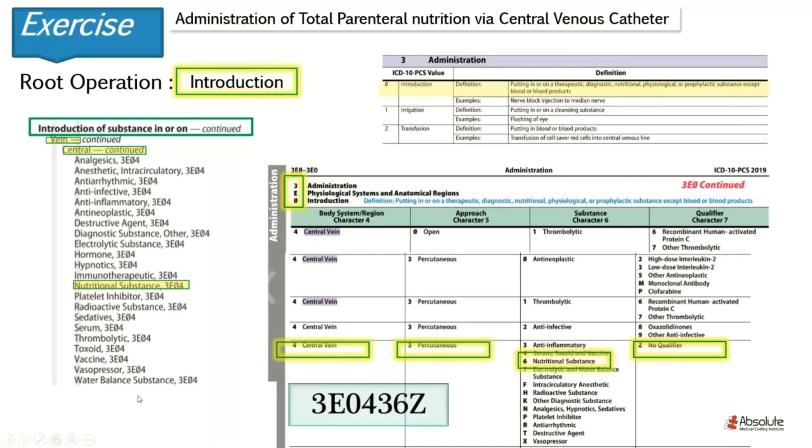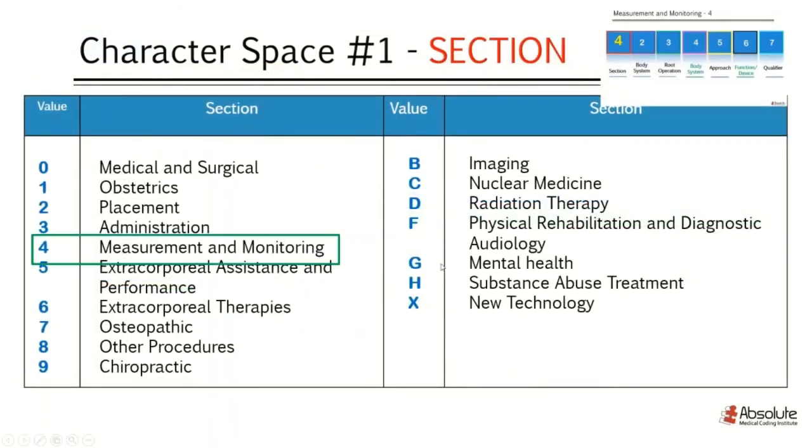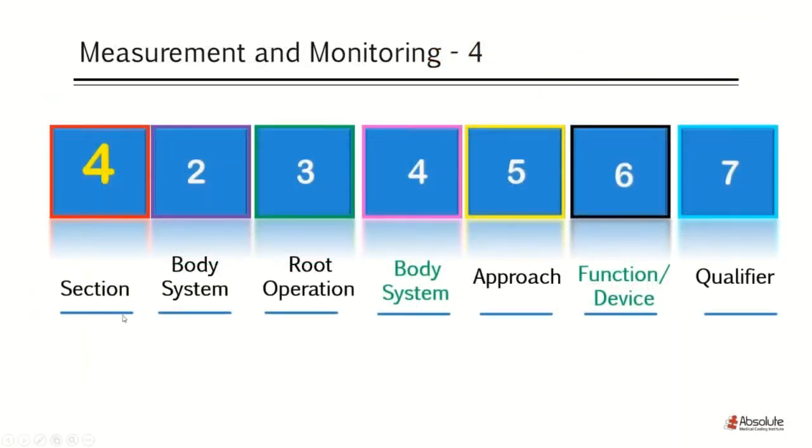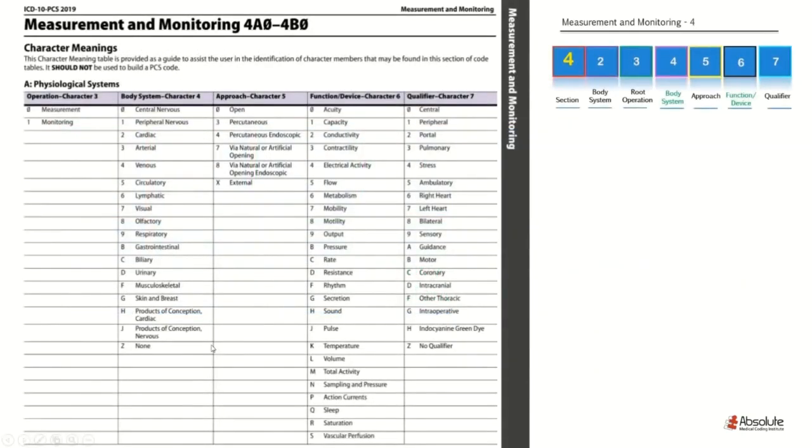Okay, let's continue. And we're going to move on to the next section, section 4. This is for measurement and monitoring. Now let's take a look at the PCS code. We know the first character will be value 4, and we also see that character 4 is a body system. It's not standard, but the fourth character is body system, and the sixth character is the function or device. And those are the differences between a standard medical surgical code and a measurement and monitoring code. So let's take a peek at our character meanings page, and let's verify that we're where we need to be, and we are, because the section matches measurement and monitoring for 4.